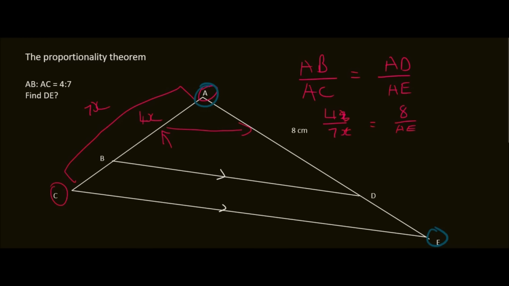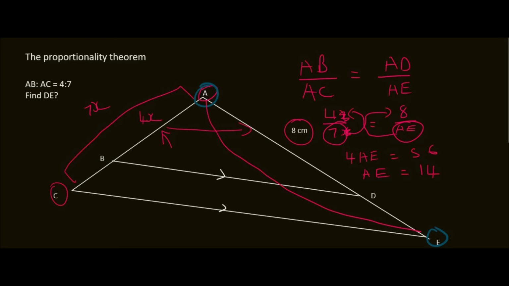The x's would cancel over here. We could then do cross multiplication where this will go over there and this part will go up there. So that would give you 4AE is equal to 8 times 7, which is 56. Then you could get AE is equal to 14. So if AE, which is from there to there, is 14, and this is already 8, well then obviously DE would be 6.